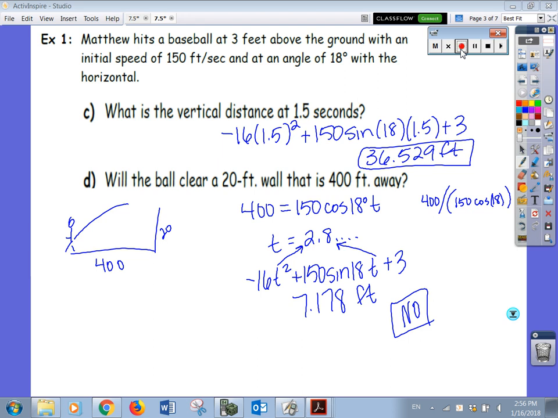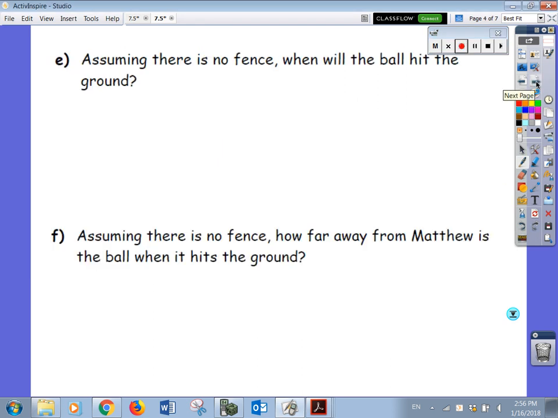If that answer had been 30 feet, would it have been able to be caught? No, probably not. Someone probably can't jump 30 feet up in the air. Okay, so just a little bit of common sense when you're answering these questions. All right, and then this next question, E and F go together.